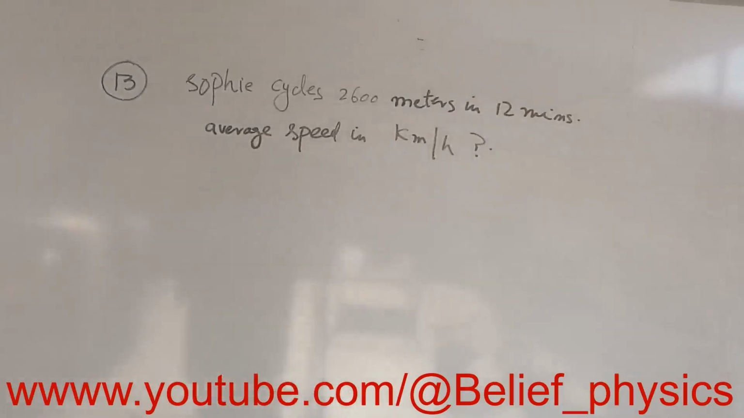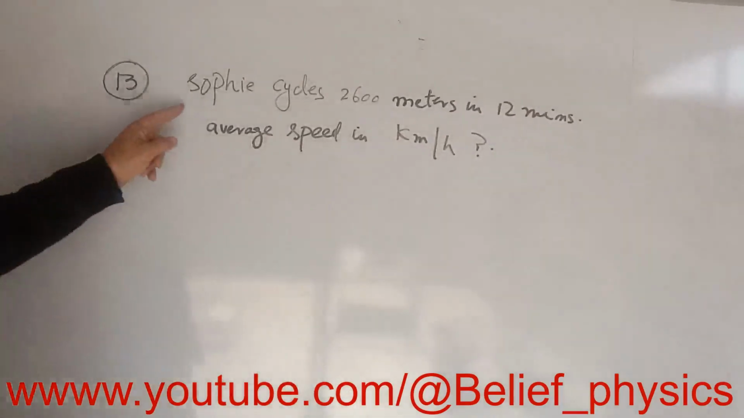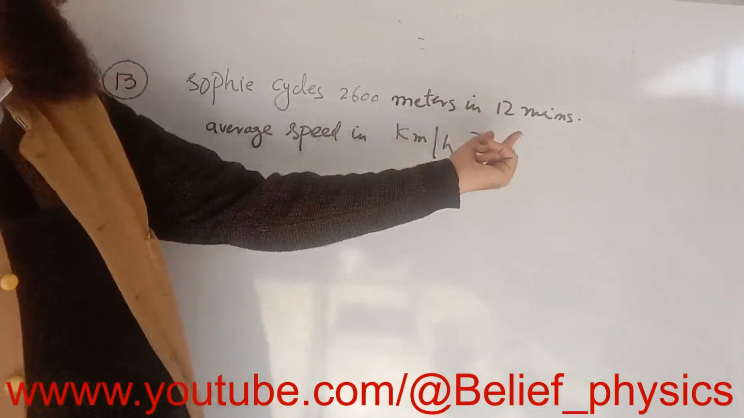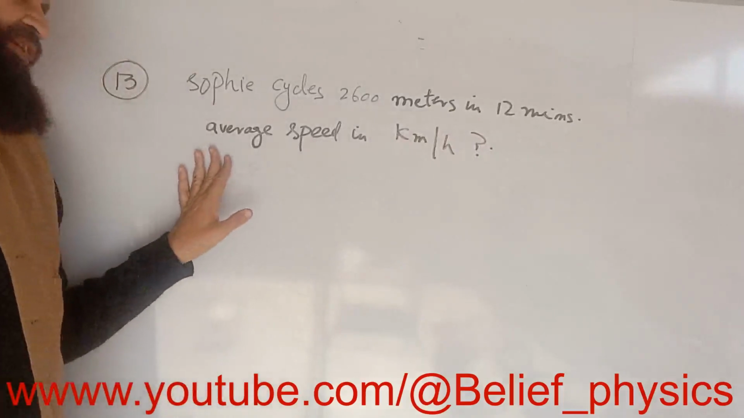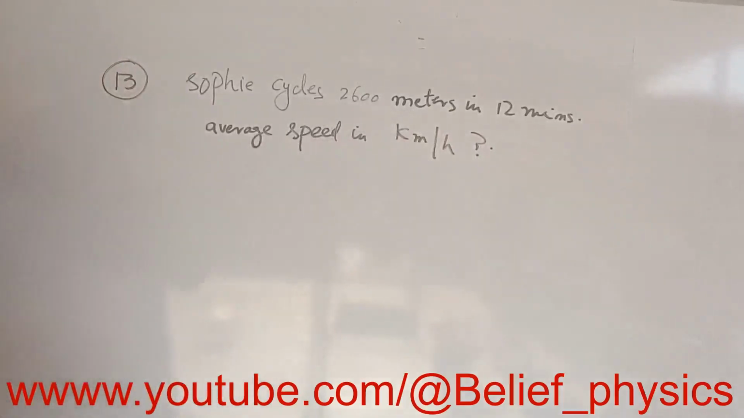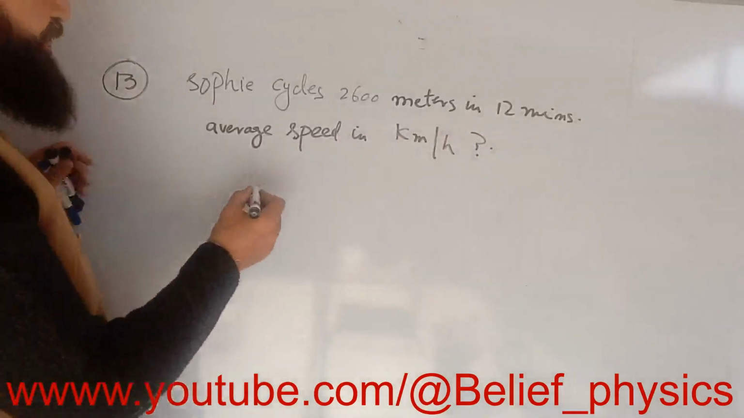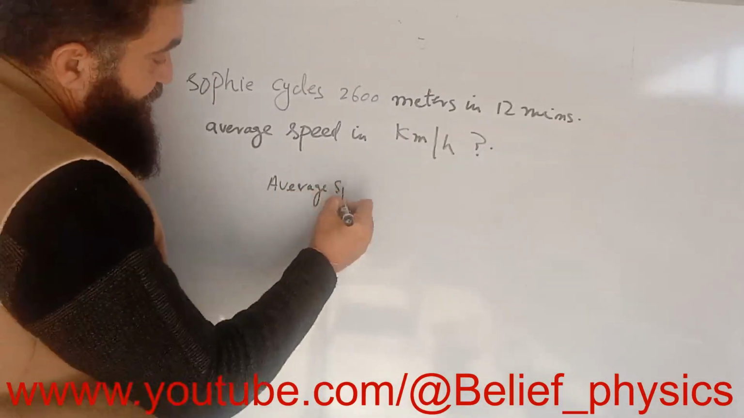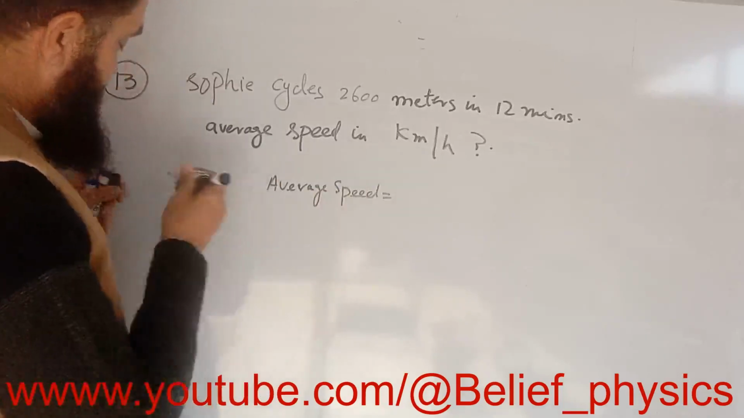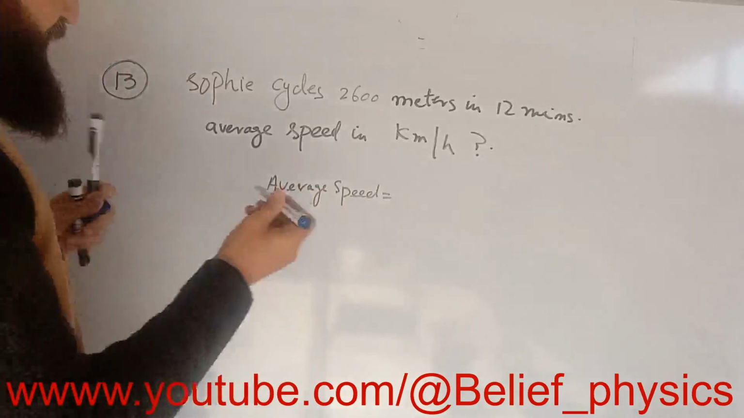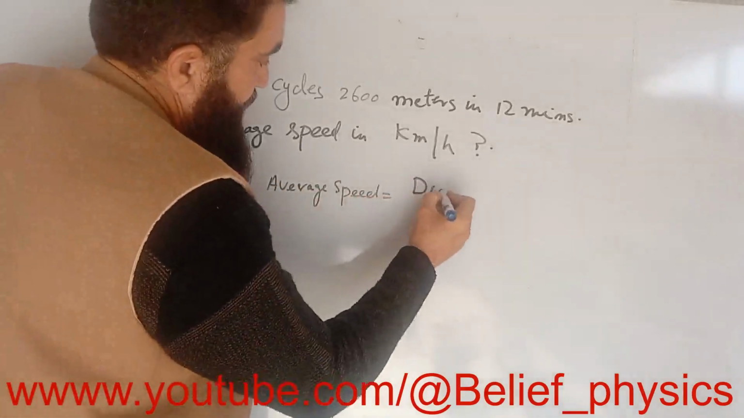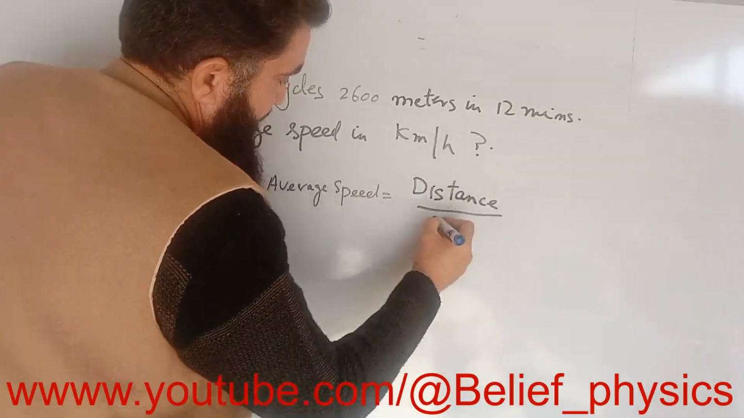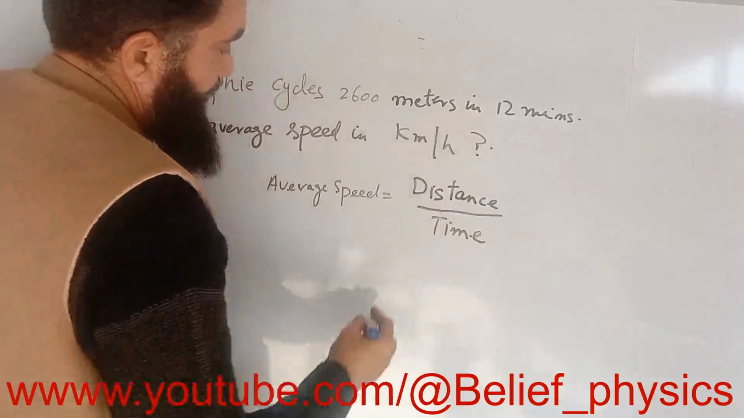The question is, Sophie cycles 2600 meters in 12 minutes. Work out her average speed in kilometer per hour. So the average speed formula is distance divided by time. This is the formula for average speed.